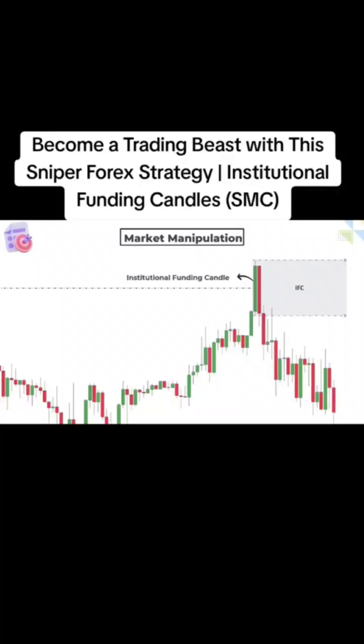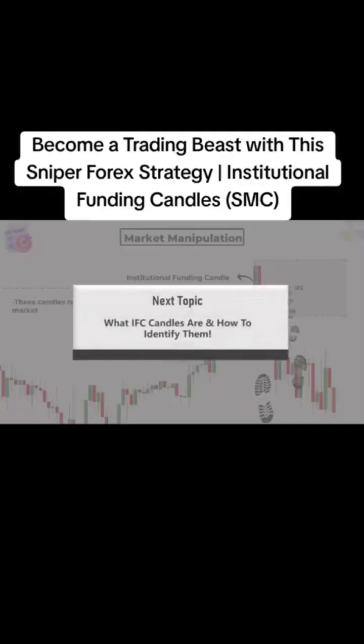One of the most effective ways to identify these footprints is by correctly recognizing institutional funding candles, IFCs. These candles represent manipulation plays in the market, and properly analyzing them gives you a perfect edge in predicting the market's next move. Now, let's start with the basics. What IFC candles are, and how to identify them on a price chart.